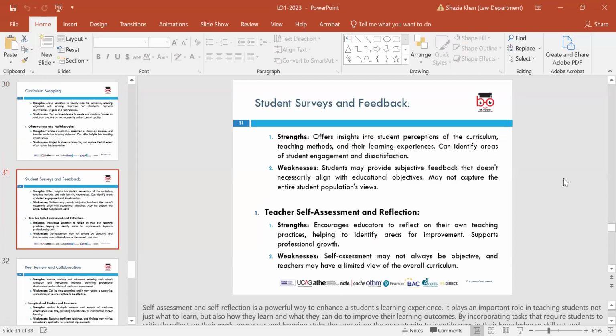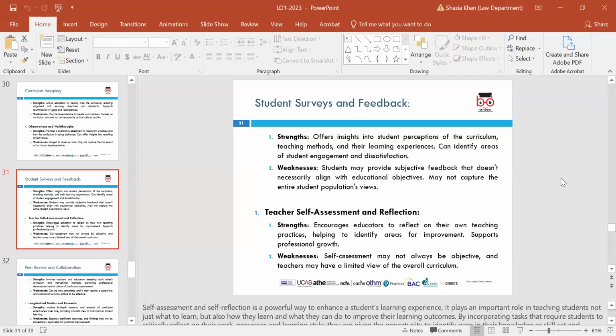Student surveys and feedback. These are important because they offer insight into student perceptions of the curriculum, teaching methods, what they're being taught, and the learning styles, and they can identify areas of student engagement and if students are dissatisfied as well. The weakness is students may provide subjective feedback that doesn't necessarily align with educational objectives. So they may not capture the full picture. They may just write what they want in their feedback. So that's a weakness of it.